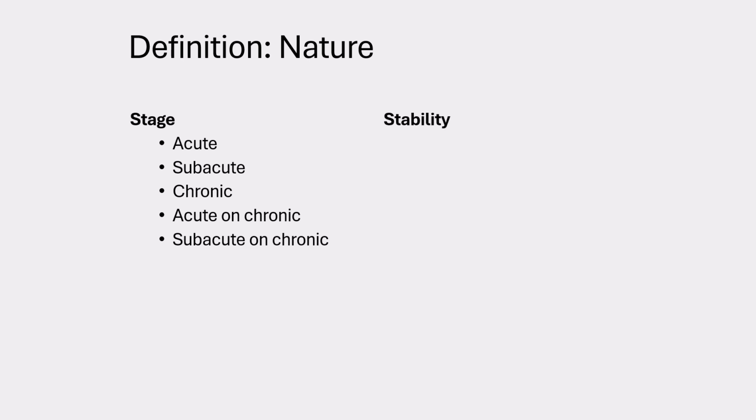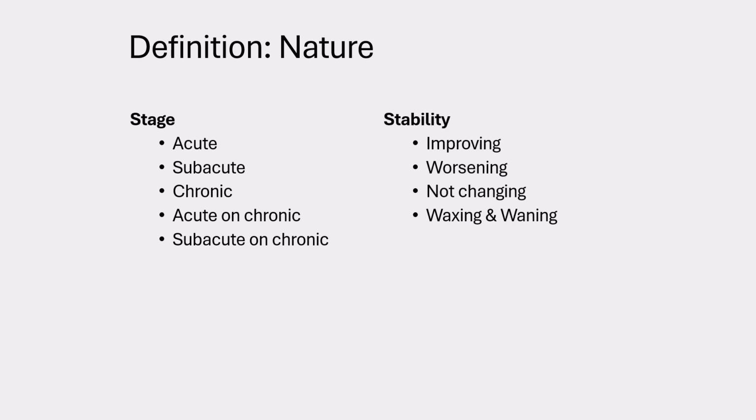Usually, when we're looking at the condition, clinicians often determine the stage and stability of the condition. For stage, a simple way of classifying this is how long the patient has had this condition since its onset. Anything that is less than 3 weeks is considered acute. Conditions that have been going on for between 3 weeks to 3 months are considered subacute, and conditions lasting 3 months or more are considered to be chronic.